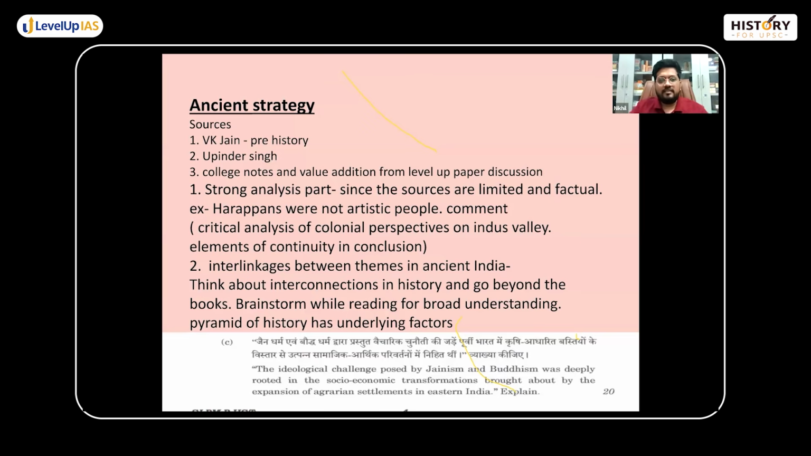Diksha, can I stop you for a moment to ask a couple of questions? Yes. First is about Upinder Singh's book. It's a very comprehensive book, very thick book, and I think it contains a lot of details. The question that students generally ask is how to decide what not to read and what to read in that book.